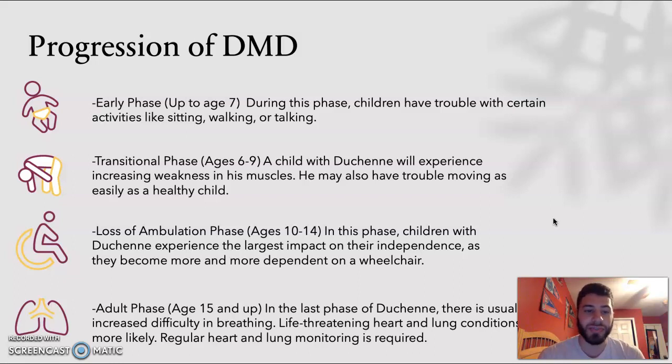In this phase, children with Duchenne experience the largest impact on their independence as they become more and more dependent on a wheelchair. So pretty much in this phase, a patient becomes more dependent on other types of help, such as a wheelchair, possibly crutches. They're pretty much starting to lose their function.